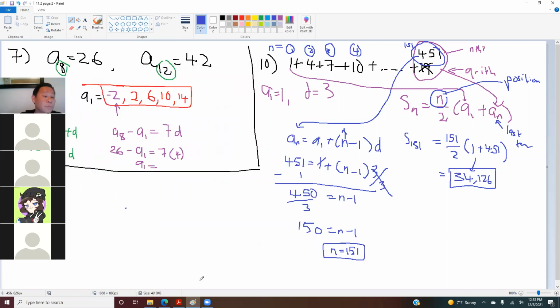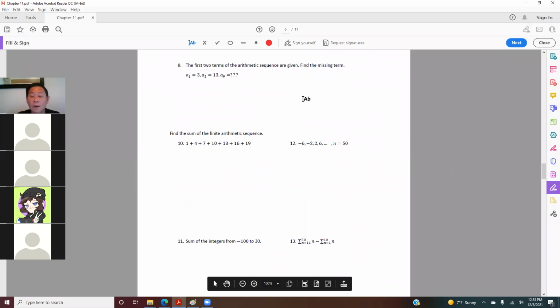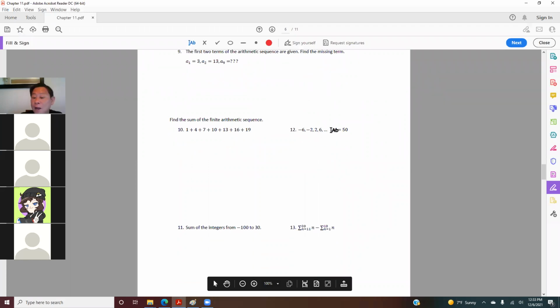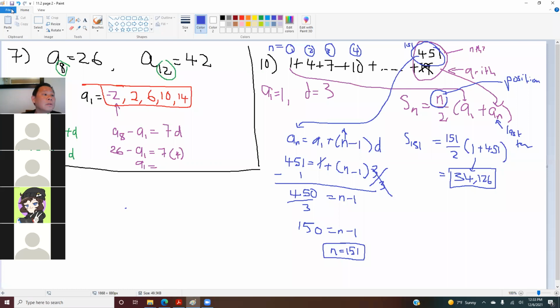Right, next we're going to continue. Now for this one, they will tell you your n, and you just need to figure out what your first and your last term are. Let's do questions 11 and 12. Let's do 11 first.